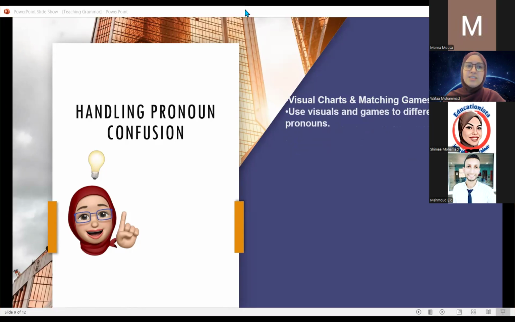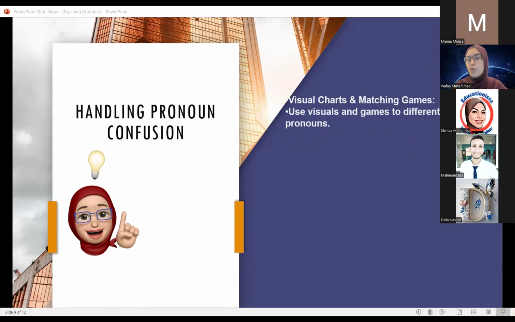What can I do? The object pronouns, you mean? Yes. Okay, you can use some charts. The charts help you get them exposed to the language first and then give them the chart to fill in the gaps. Matching games and visuals help a lot. A practical example, you can do it like this.